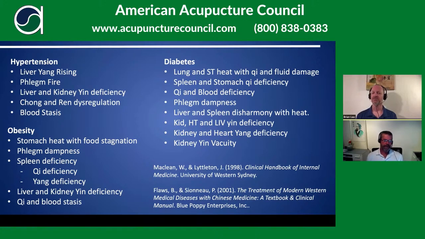There's also the pattern of Chong and Ren dysregulation, which is interesting because you see the master points of Chong being spleen 4 and Ren being lung 7, kidney 6. Blood stasis is something else with hypertension. And then obesity, what these authors are talking about, stomach heat with food stagnation. Well, stomach heat, stomach being tibialis anterior, which can be in a lengthened position in pes planus. Phlegm dampness, you've got your spleen. There you've got spleen deficiency being qi deficiency as well as yang deficiency, allowing that collapse of the medial arch.